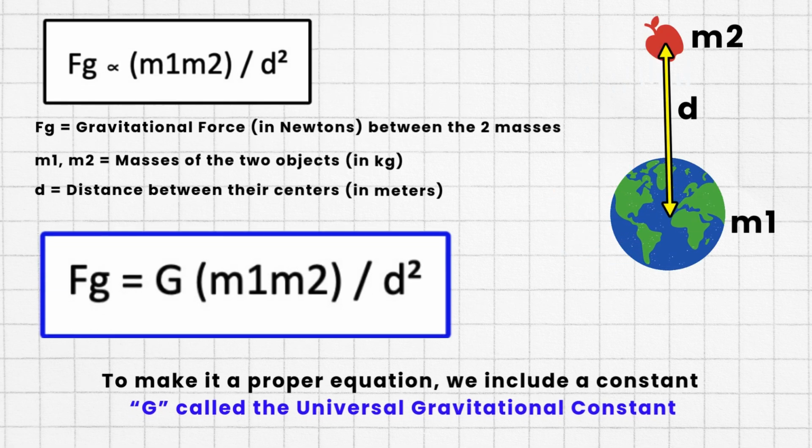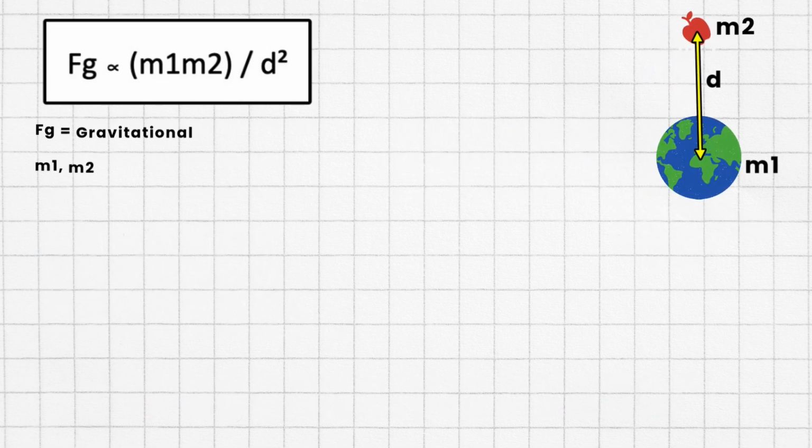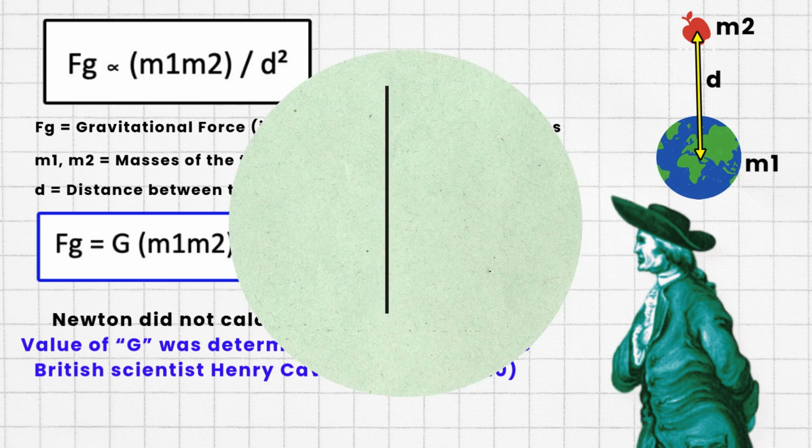To make it a proper equation, we include a constant, big G, called the Universal Gravitational Constant. So now the equation would look like this. Fg equals big G times m1 times m2 divided by d square. Newton did not calculate the value of big G. That was determined much later by another British scientist, Henry Cavendish.